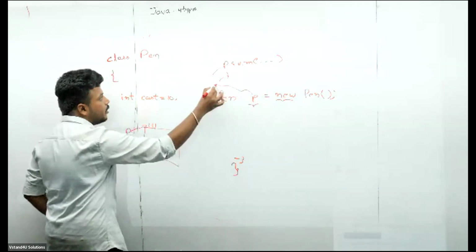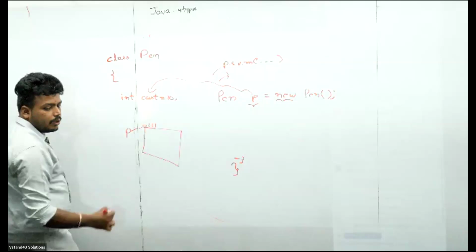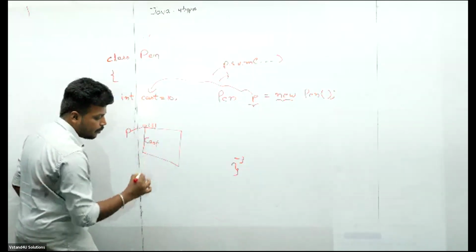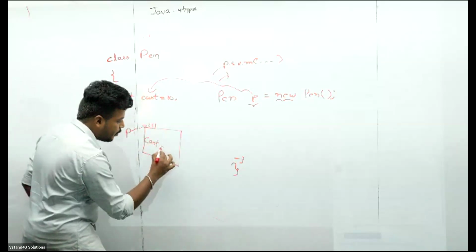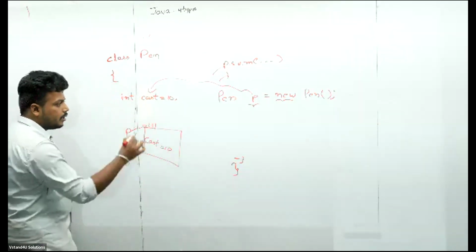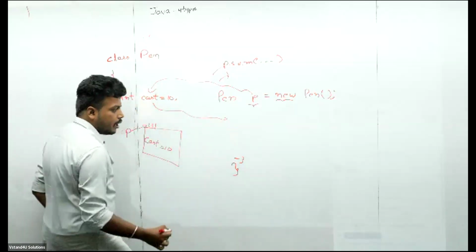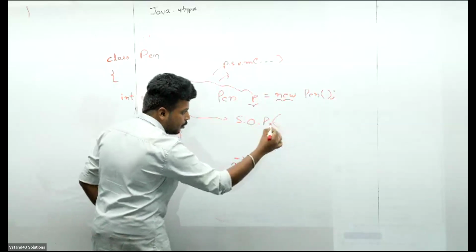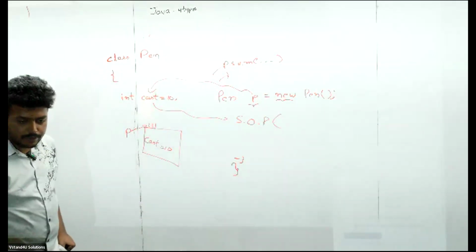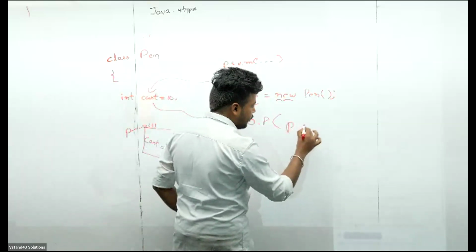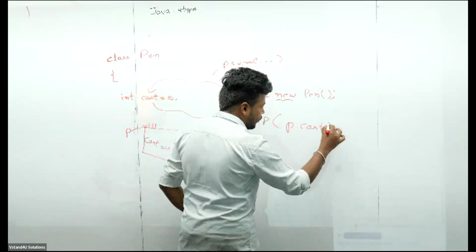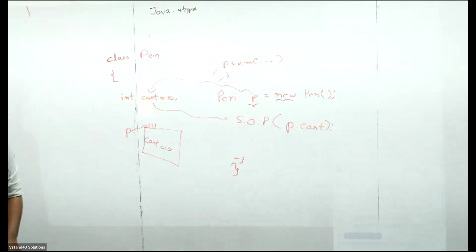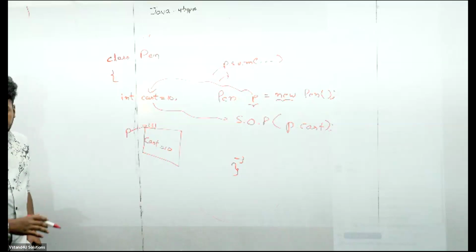Then the controller comes here. Cost will be stored in this memory with the value. Then the controller goes here, where I should give the SOP. How to declare the object in a printing statement? P dot. Now you understand, right? This is how Java will understand object creation.